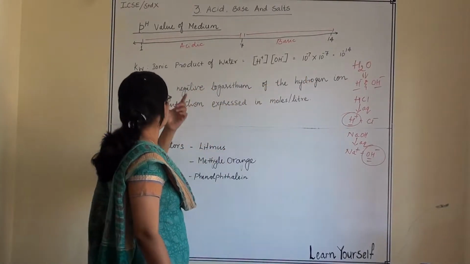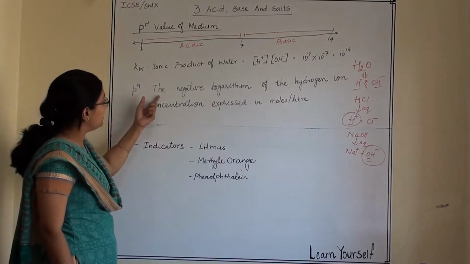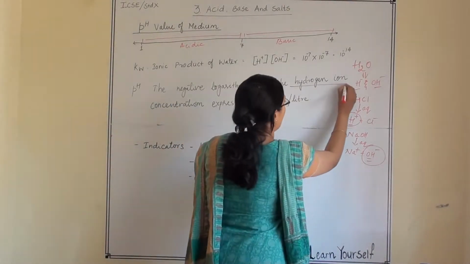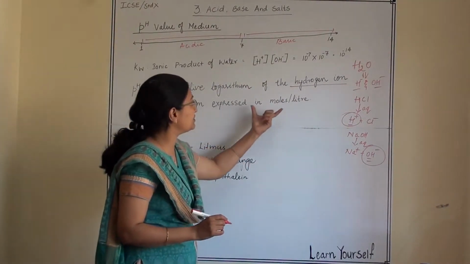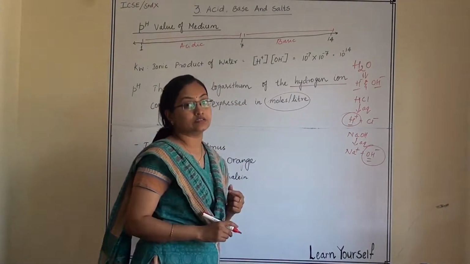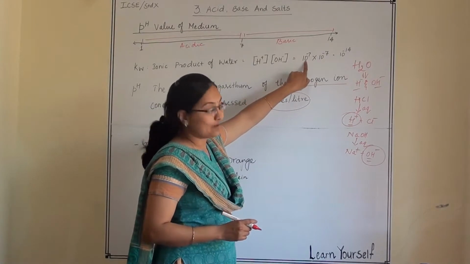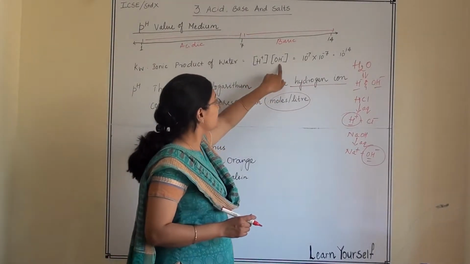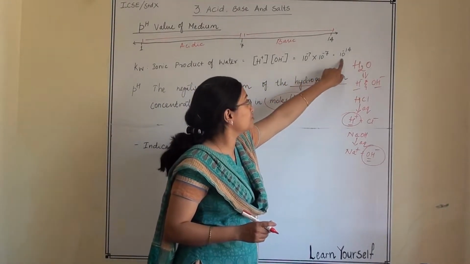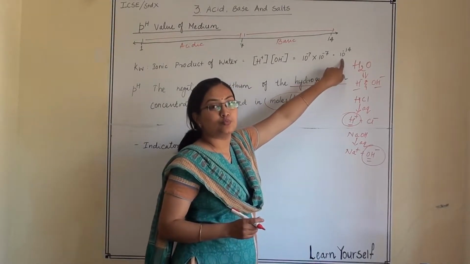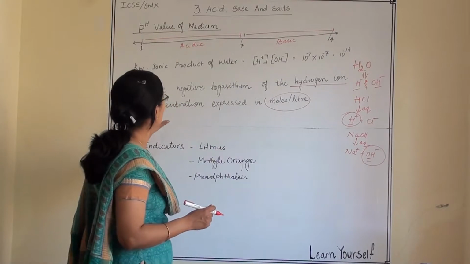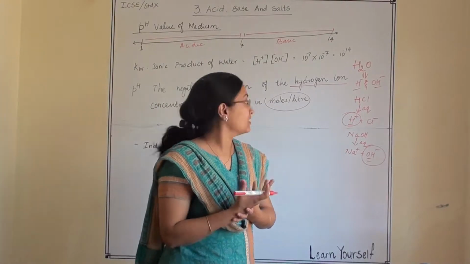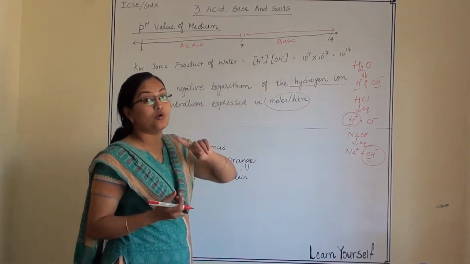In the definition, we will see what pH is. It is the negative logarithm of the hydrogen ion concentration expressed in moles per liter. So here, 10 minus 7 into 10 minus 7. The concentration of H plus is 10 minus 7 and the concentration of OH minus is 10 minus 7. So collectively it will be 10 raised to minus 14. In pH we will always count the concentration of H plus ion. We will not count the concentration of OH minus ion.